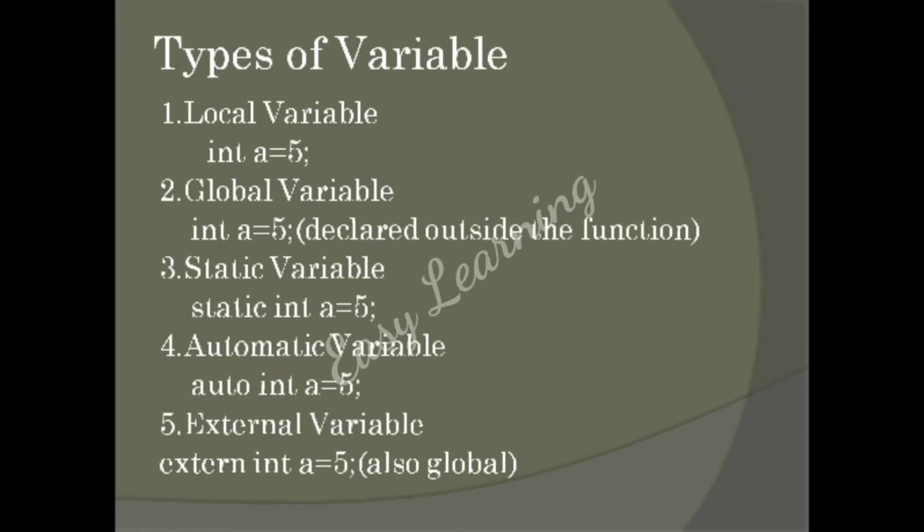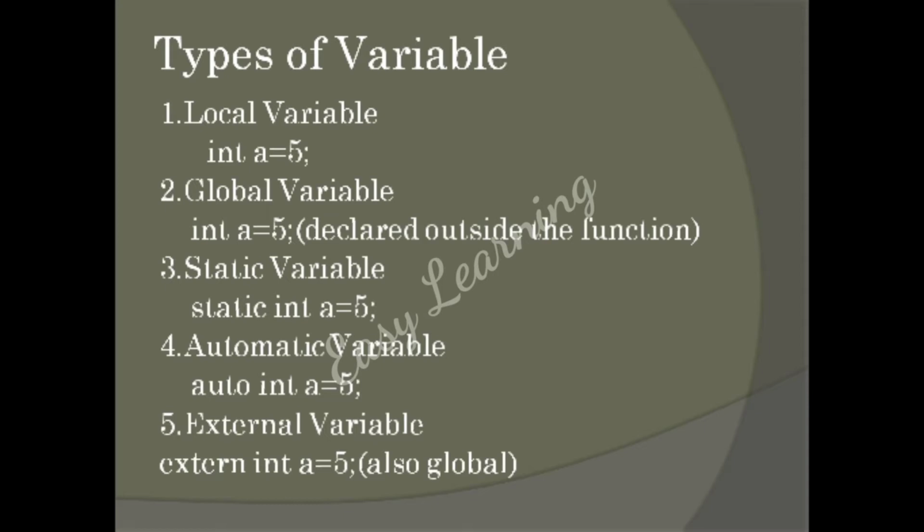Types of variables in C. There are many types of variables in C. Local variable: a variable that is declared inside a function or block is called a local variable. It must be declared at the start of the block. You must initialize the local variable before it is used. Global variable: a variable that is declared outside the function or block is called a global variable. Any function can change the value of the global variable. It is available to all the functions.